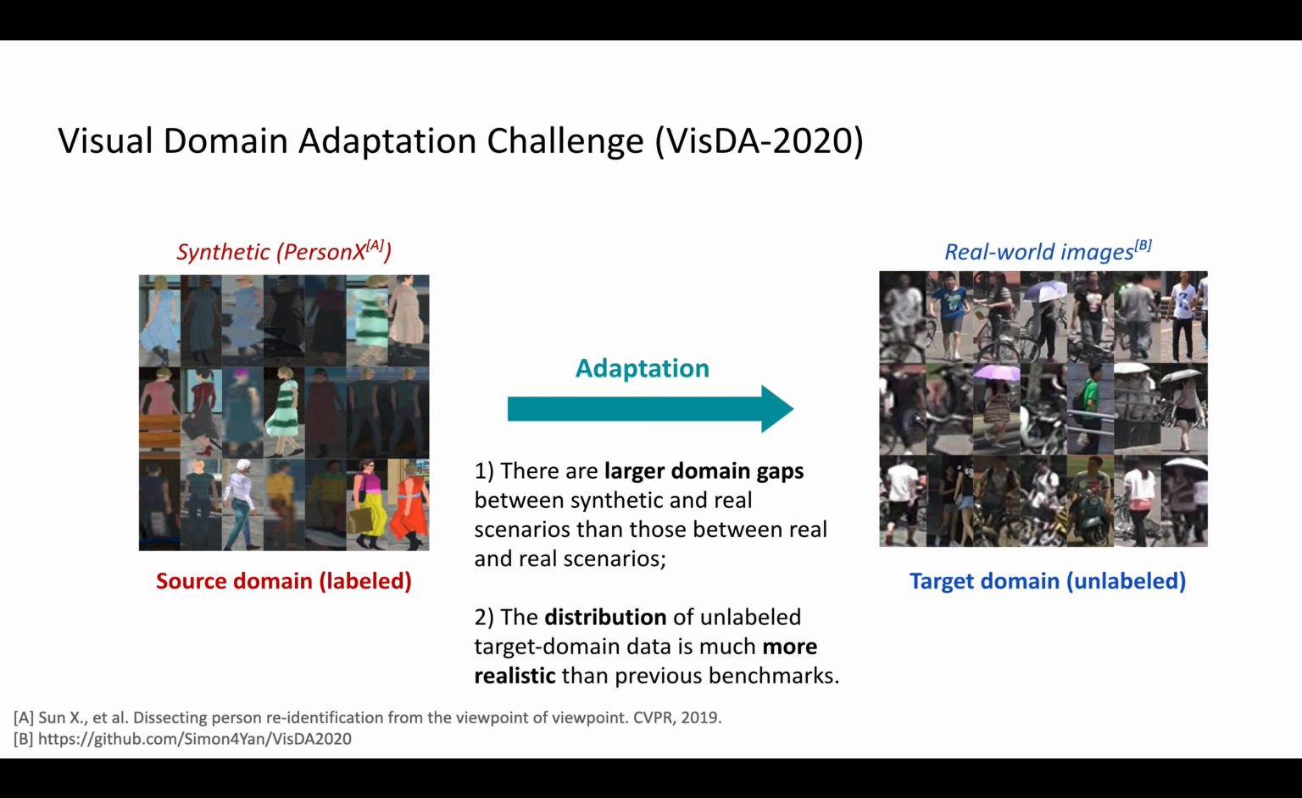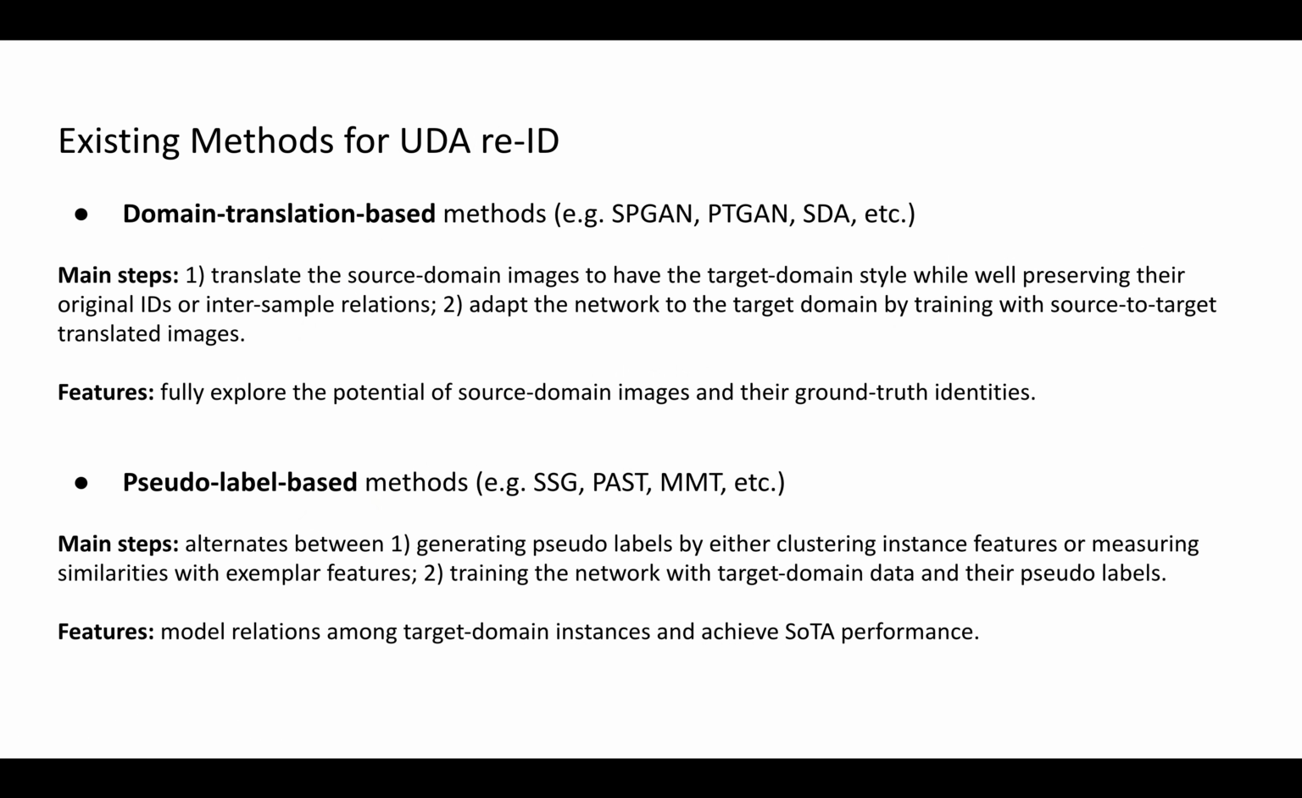There are two main categories of existing works along the direction of UDA re-ID: domain translation-based and pseudo-label-based. There are two main steps for domain translation-based methods. First, translate the source domain images to have the target domain style. Second, adapt the network to the target domain by training with source to target translated images. Domain translation-based methods are able to fully explore the potential of source domain images and their ground truth identities.